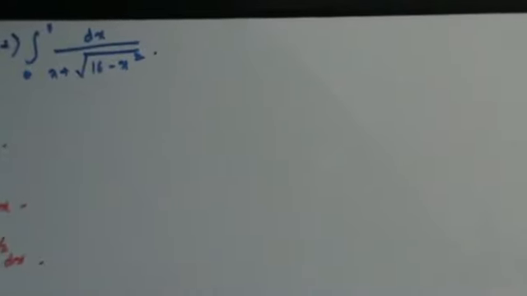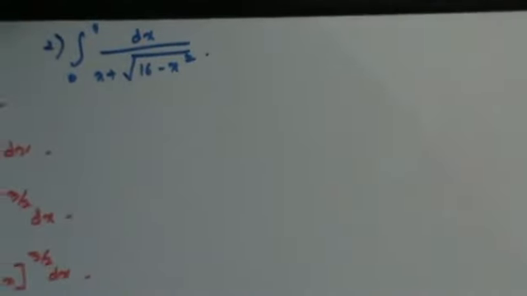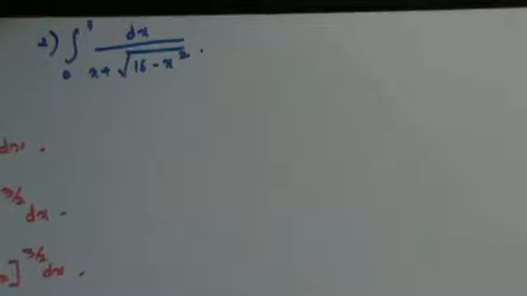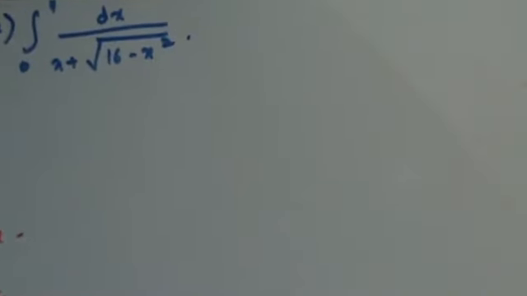Integral of 0 to 4 dx upon x plus root of 16 minus x square. Right? Now I have 16 minus x square. I need to make sure that I get rid of that 16 minus x square. Right? And I have the next term as x square.